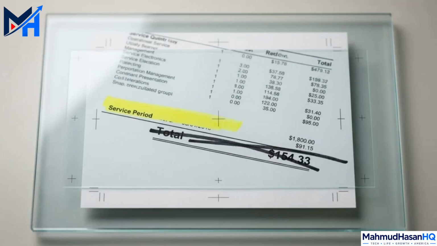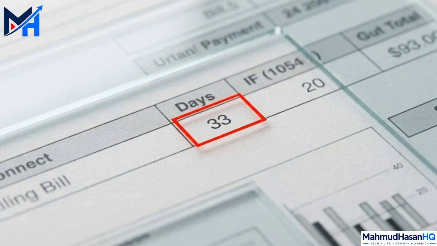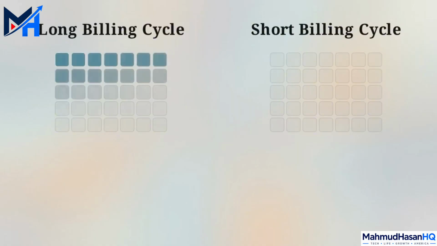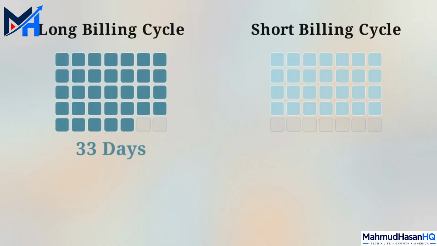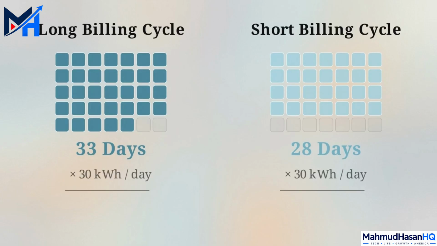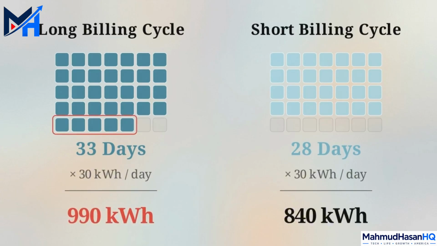When your bill looks wrong, ignore the final dollar amount. Check the service period first. Find the start date, the end date, and the exact billing days. Look at these 2 calendar grids. A bill covering 33 days and a bill covering 28 days are going to look completely different, even if your daily habits never changed. More days on the calendar naturally inflates the baseline total.